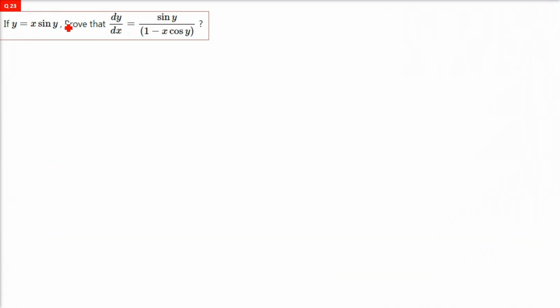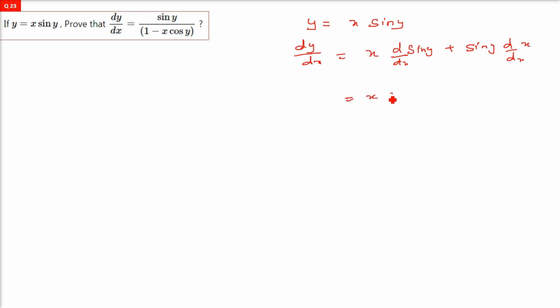Now this is a very straightforward question. y is equal to x sin y, and dy by dx we'll find out. So the main thing is dy by dx on one side, others on the other side, that will be the answer. So dy by dx is x d by dx of sin y plus sin y and d by dx of x. Now this is x, the derivative of sin y will be cos y, and since y is there, we will have dy by dx also. Then we have this sin y, and d by dx of x is 1 only. So we have this one, sin y.